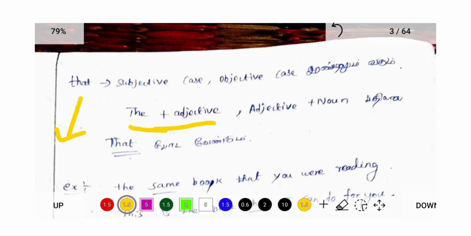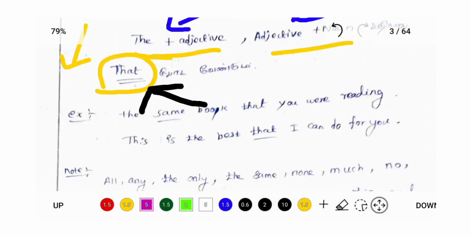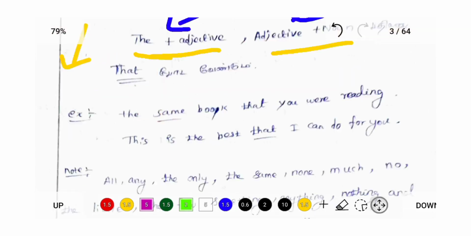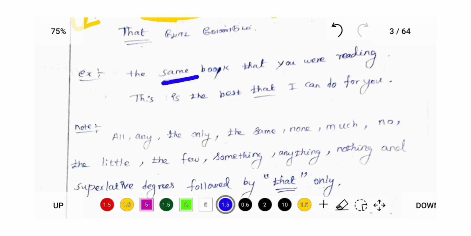The plus adjective format and adjective plus noun format. Here we use the word that in a sentence. Now we see some examples. The same book. Same is an adjective word. Article plus adjective, so we use that. The best. Best is an adjective. So here we use that.